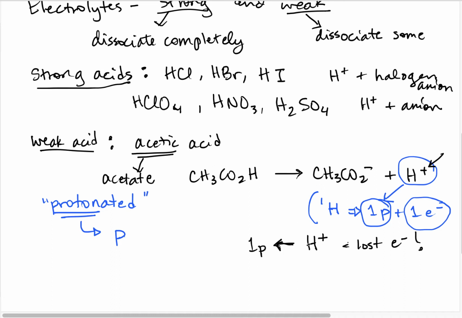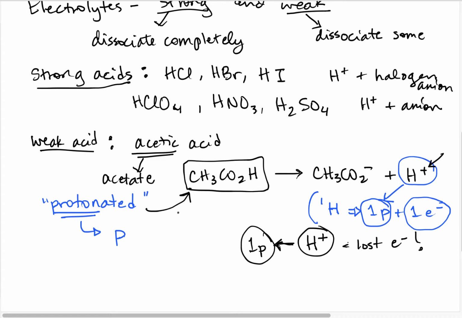So an H+ is the same thing as a proton. And so when we call an acid protonated, we're saying that it has the H+ so that it is in the form of the full compound, not the dissociated form. Okay? So this is the protonated form of the acid. And the same thing would be true: HCl is the protonated form of hydrochloric acid.